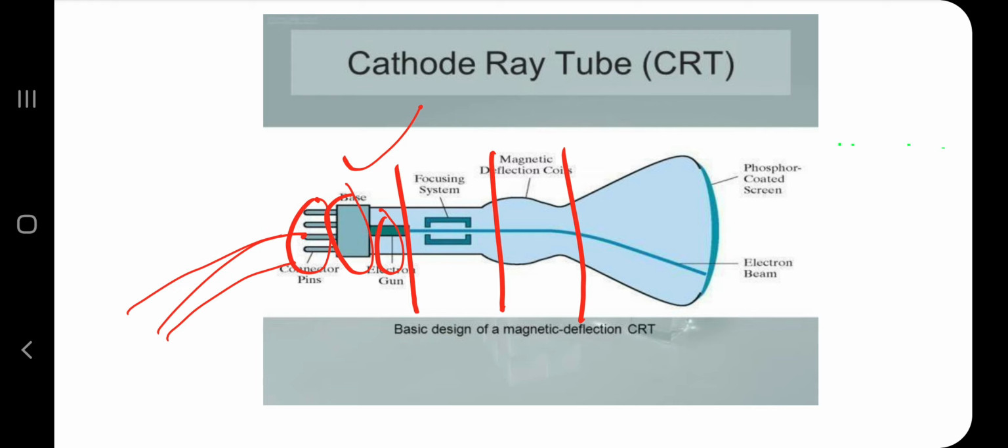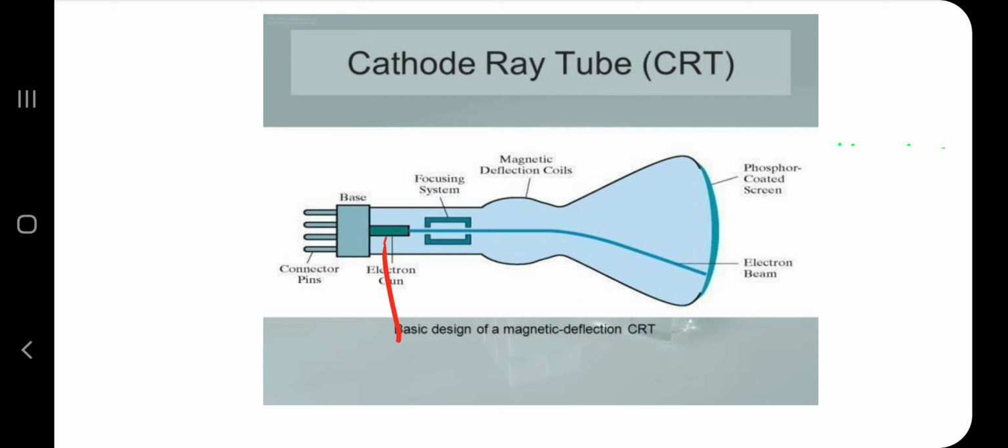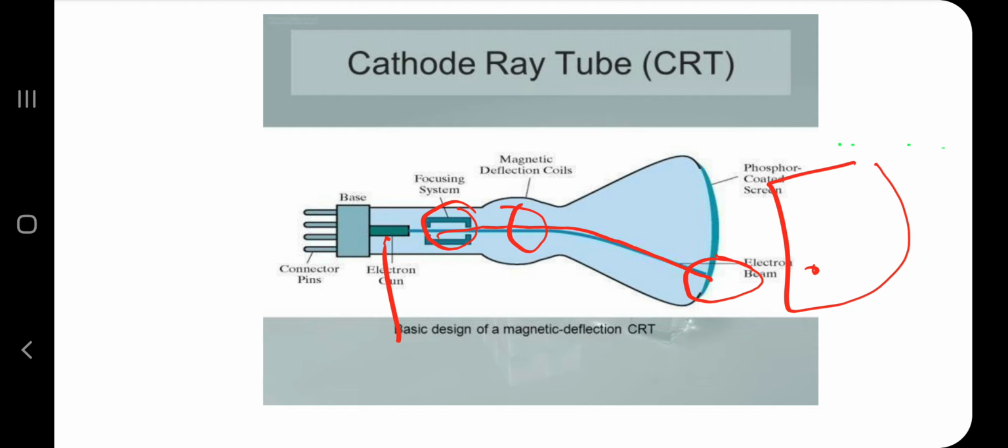Here you will get the voltage. Here you have the base from which the electrons are generated, and the electron gun emits the electrons. The focusing system and magnetic deflection coils make sure that the direction is set, where they have to point and at what speed. Based on that, you can see the display on the screen, the different colors and the position where it is displayed. That is specified by the focusing system as well as the magnetic deflection coils.